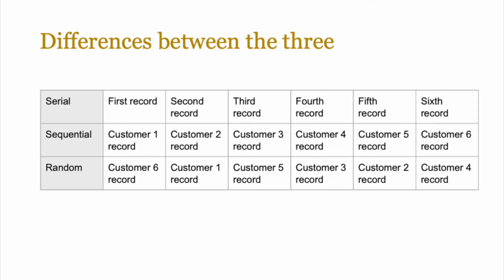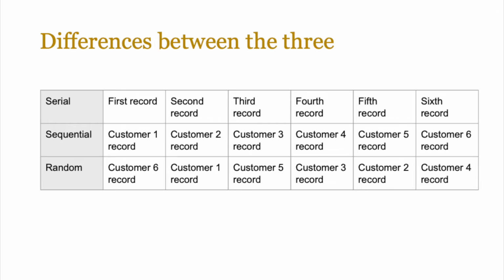Well, the serial, you just have first, second, third, fourth, fifth, sixth recorded in order of arrival. Sequential will use a customer record. Again, it'll put things in order because now you've got the primary key, perhaps the customer ID number. So customer 1, 2, 3, 4, 5, 6, it'll be an ordered list. It can be ascending or descending order as well.